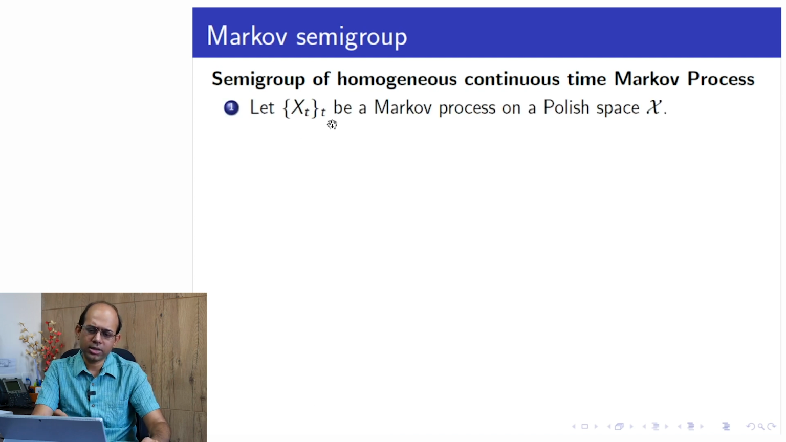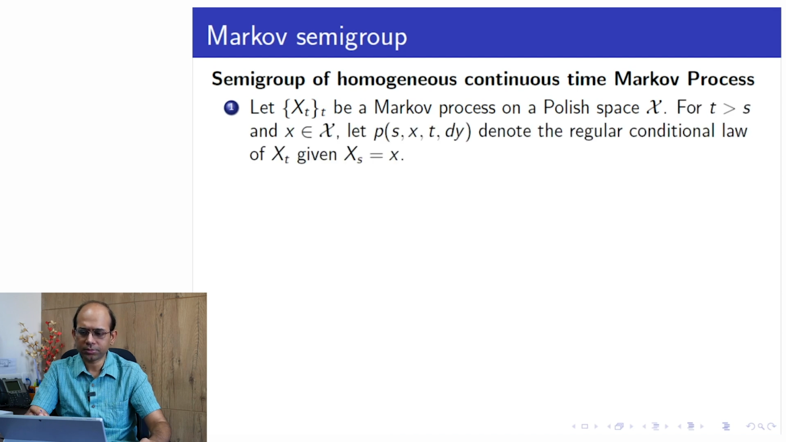So let Xt be a Markov process on a Polish space script X. What is a Polish space? A Polish space is a complete separable metric space. Here we assume that s is less than t.